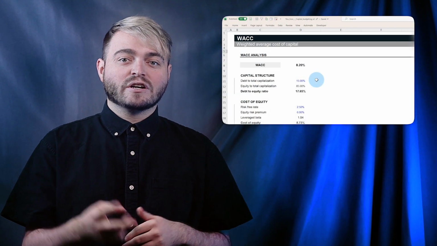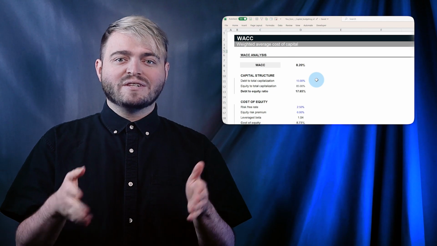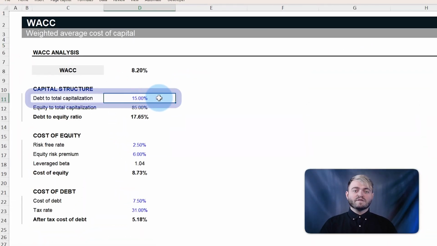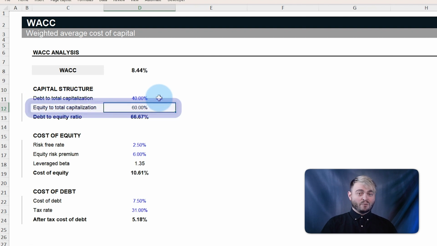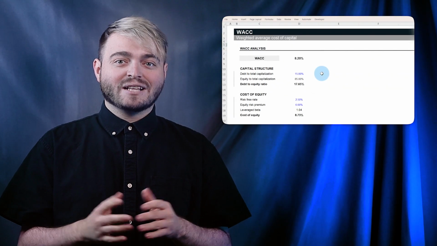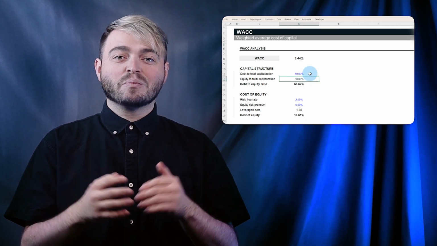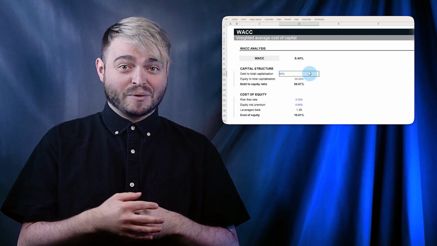Suppose your company is considering two expansion projects with different financing options. Project A will be financed with 40% debt and 60% equity, while Project B will be financed with 60% debt and 40% equity. Calculating the WACC for each project allows you to compare their financing costs and ultimately choose the project with a lower cost of capital.